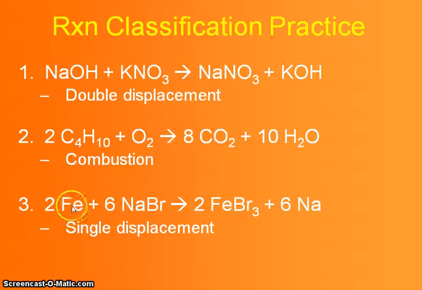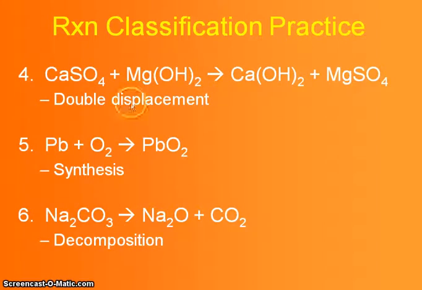For this one here, we have a single iron combining with a compound. So that will be a single displacement. Well, the iron will try to replace the sodium. And then on this one, we've got two compounds again. And the magnesium and the calcium have switched places, so that's a double displacement. Now here we have two smaller substances combining to make a larger compound, so that's a synthesis. And then here in number 6, this one would be the opposite. This one's a larger compound splitting into smaller pieces, so this one is a decomposition reaction.